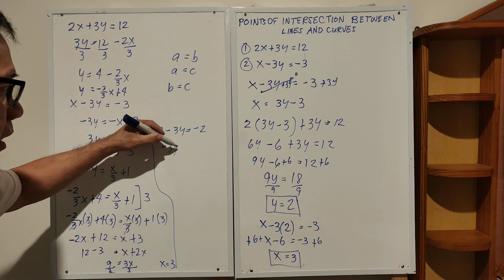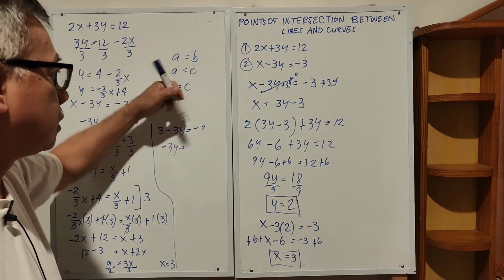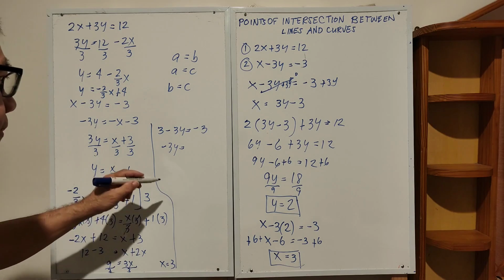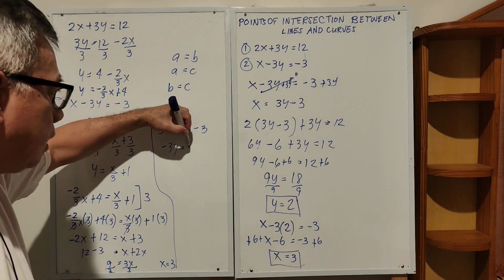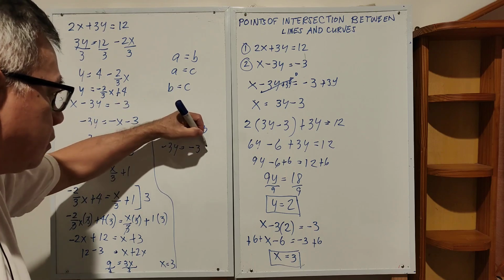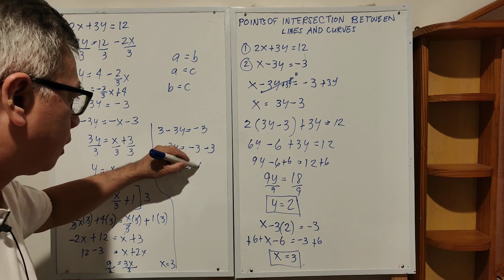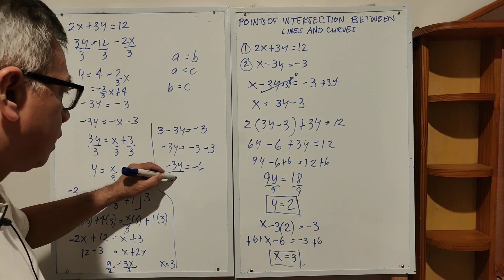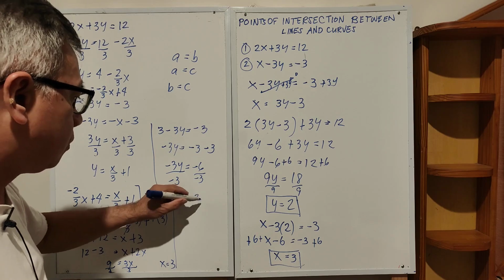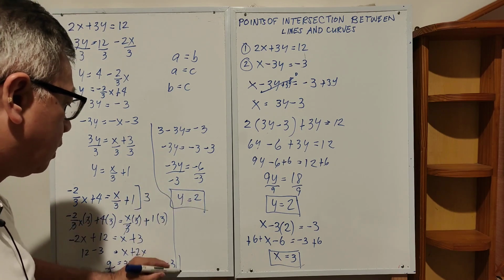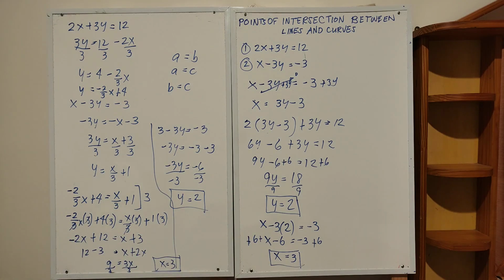Negative 3y is equal to 3y minus 3. Minus 3 is transposing this one, minus 3. Negative 3y is equal to negative 6. Dividing both by negative 3, y is equal to 2. So you will notice that this answer is also the same as this one.